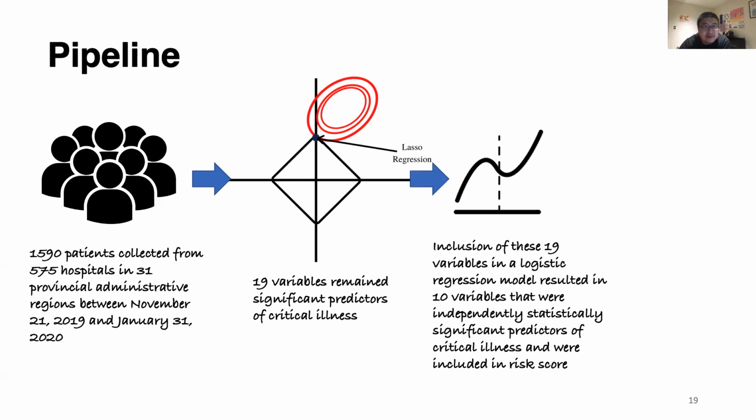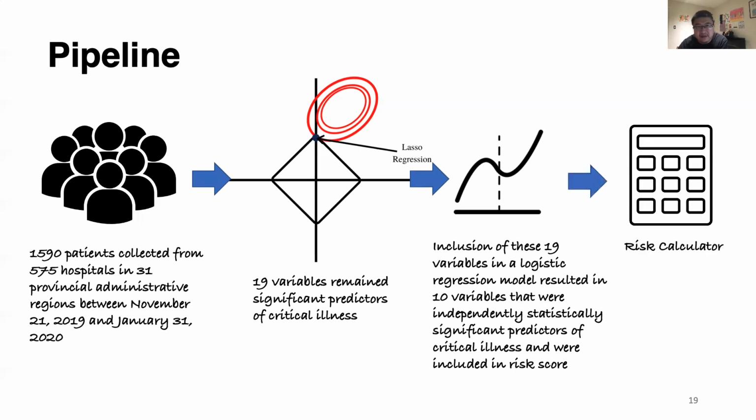And after that, they build a logistic regression model as the predictor of critical illness, and they find that the 10 variables shown in the previous user interface are independently, statistically significant predictors of critical illness and were included in the final risk score calculation. They build the risk calculator on top of these 10 factors.